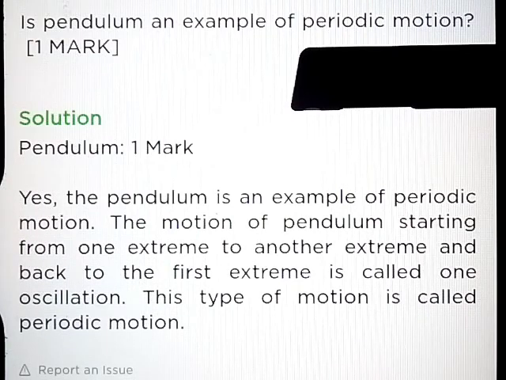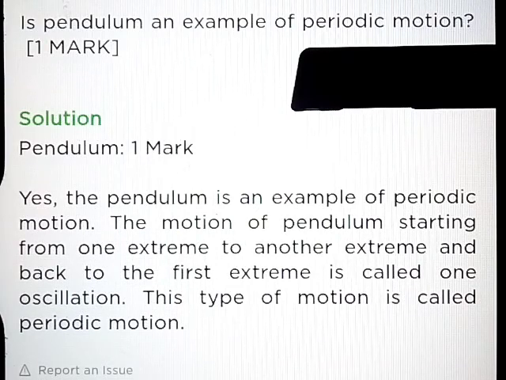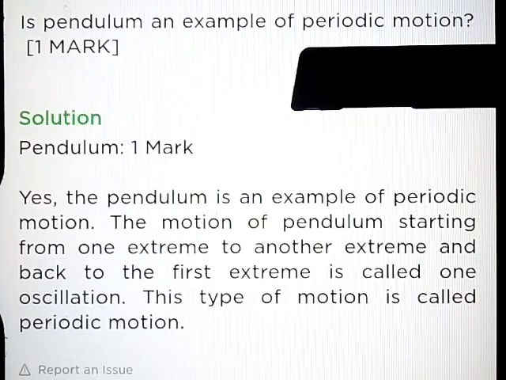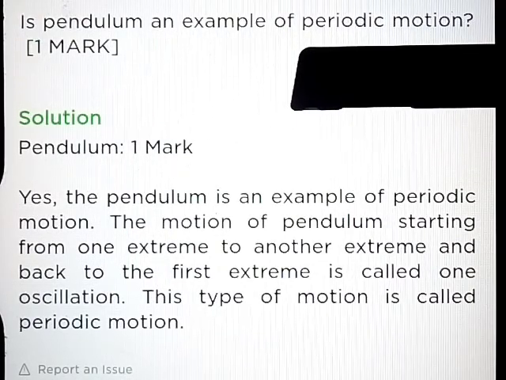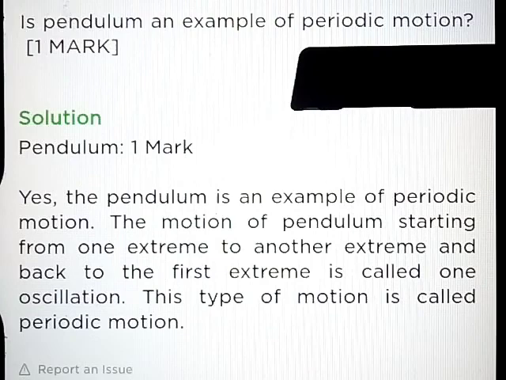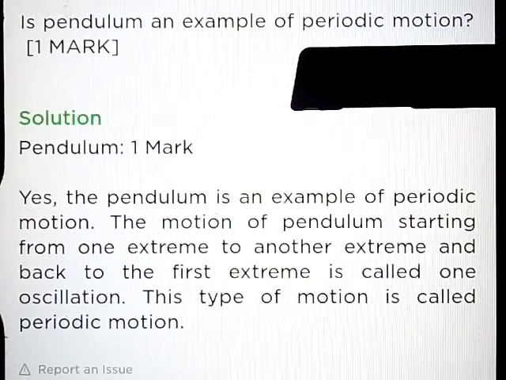Question number 1, is pendulum an example of periodic motion? Answer, yes, the pendulum is an example of periodic motion. The motion of pendulum starting from one extreme to another extreme and back to the first extreme is called one oscillation. This type of motion is called periodic motion.